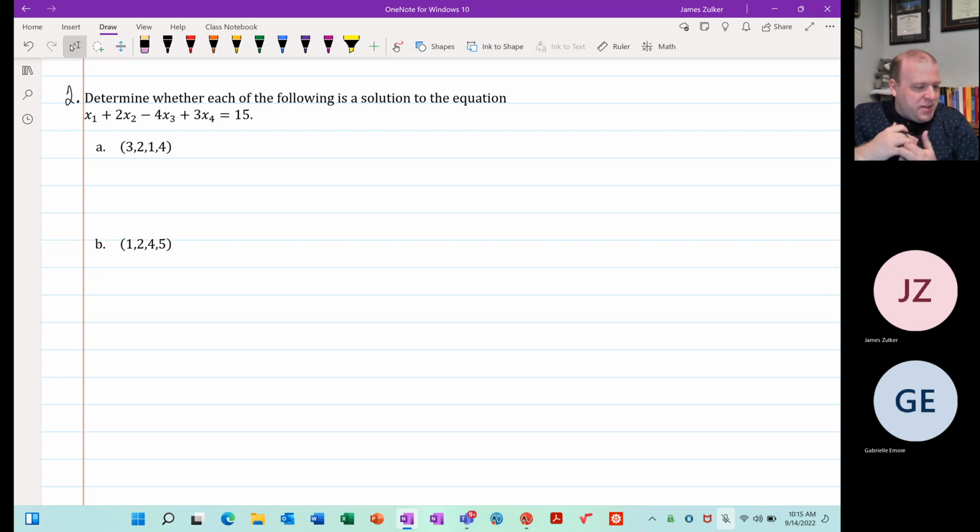Right, we're now asked to determine whether each of the following is a solution to the given equation. So to be a solution, right, when you plug it in, the equation has to be satisfied. So much like with a single variable equation, x1, x2, x3, x4. So that's how the ordered quadruple works.